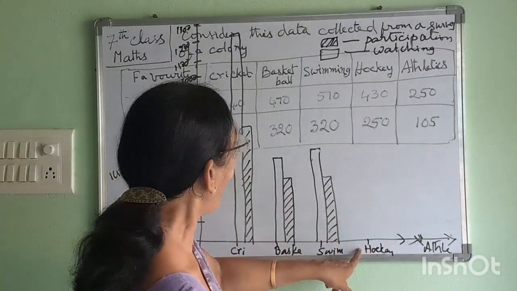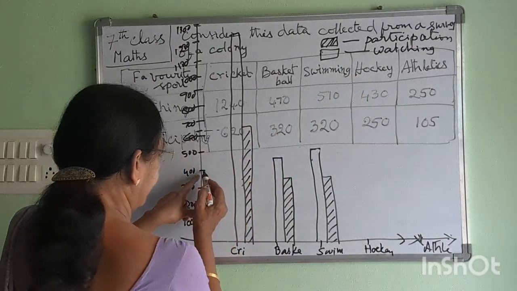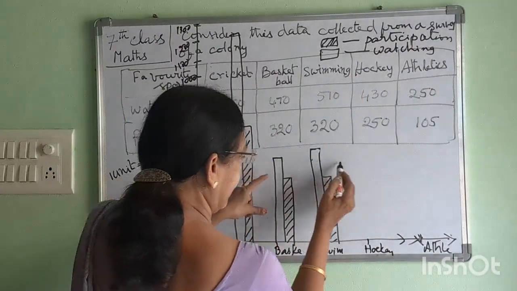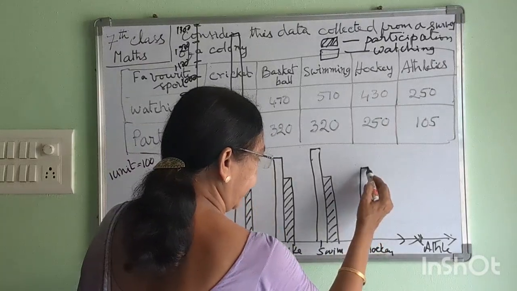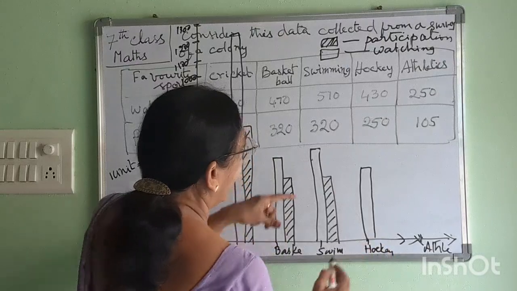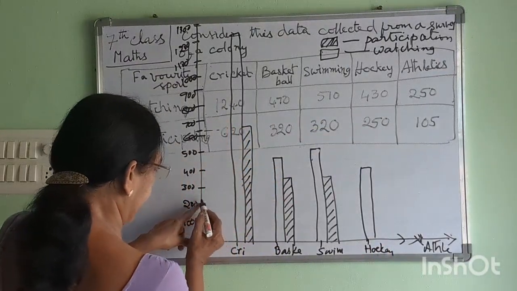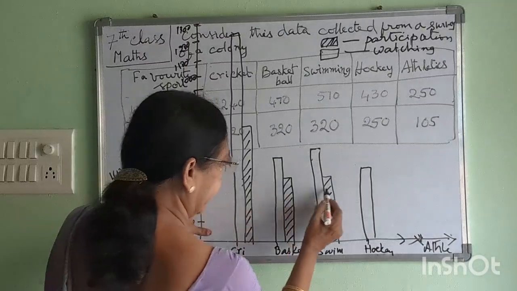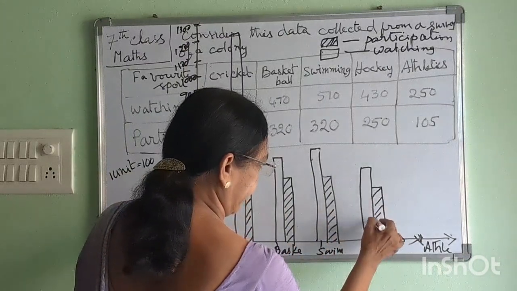Next, hockey. Hockey is watched by 430. This is 430 here. It is watched by 430 and participated in by 250. This is 200, and this is 250.